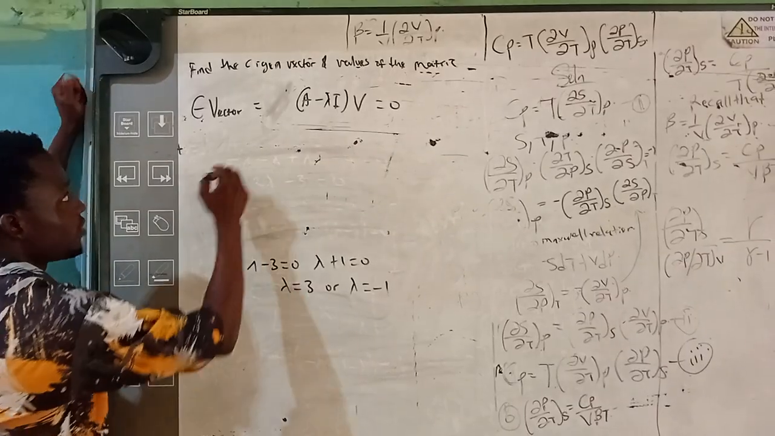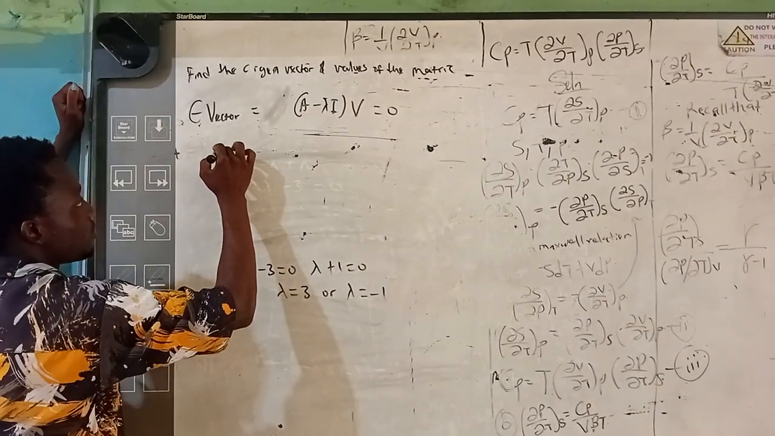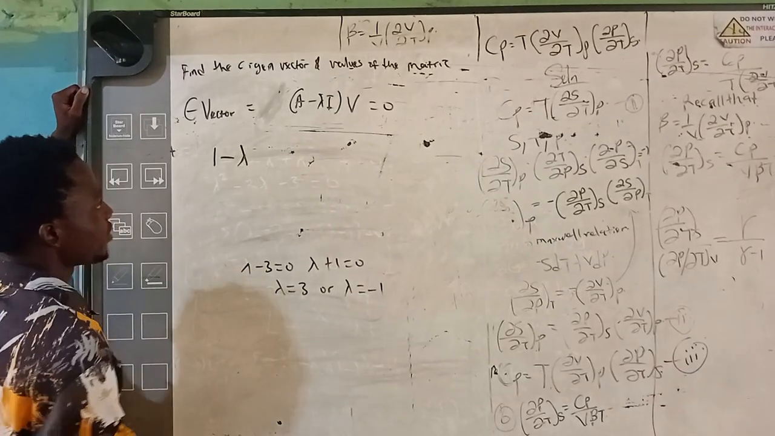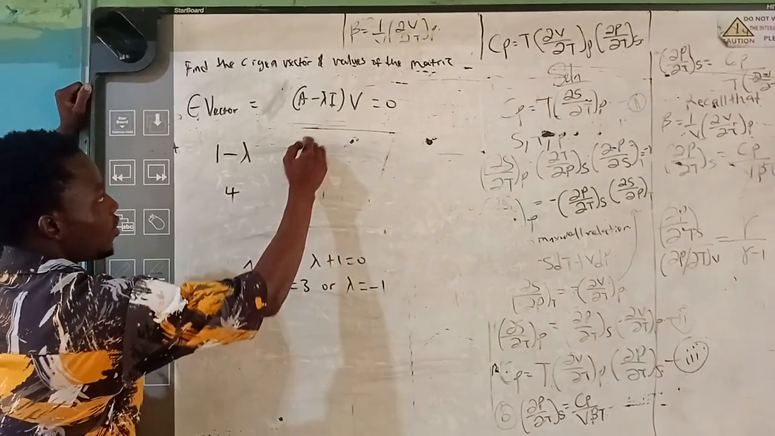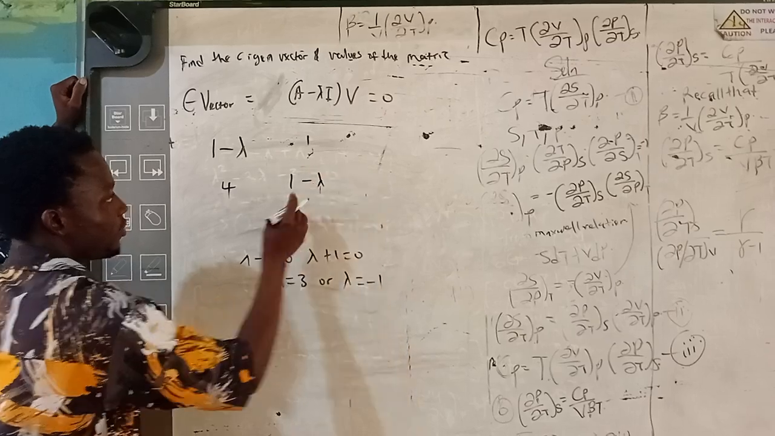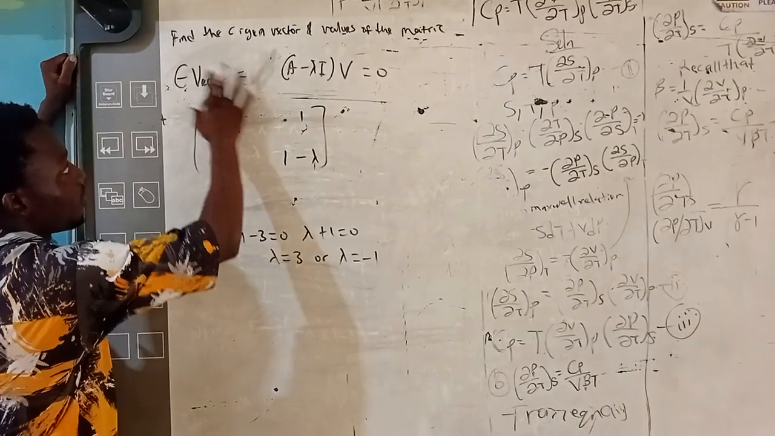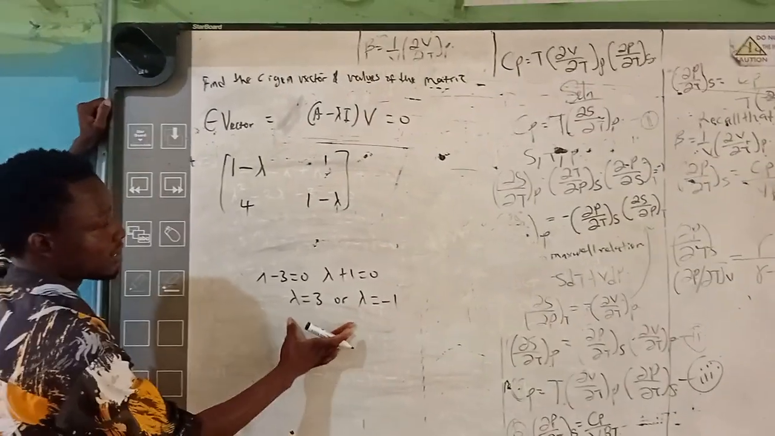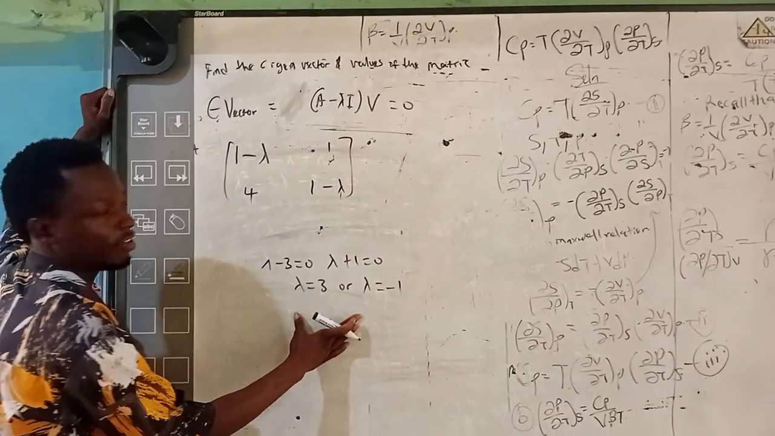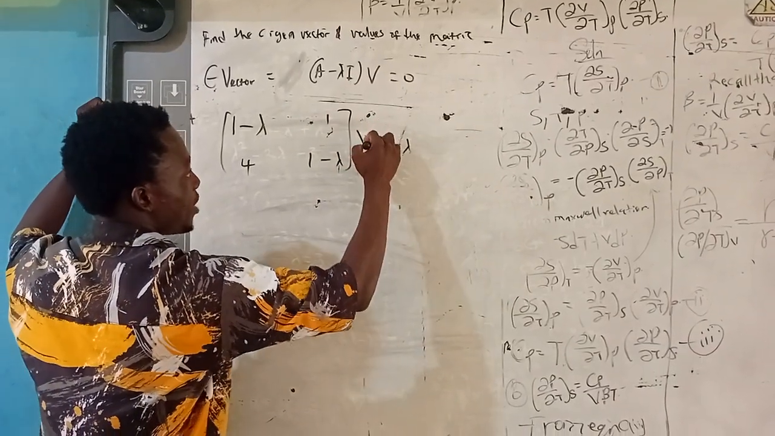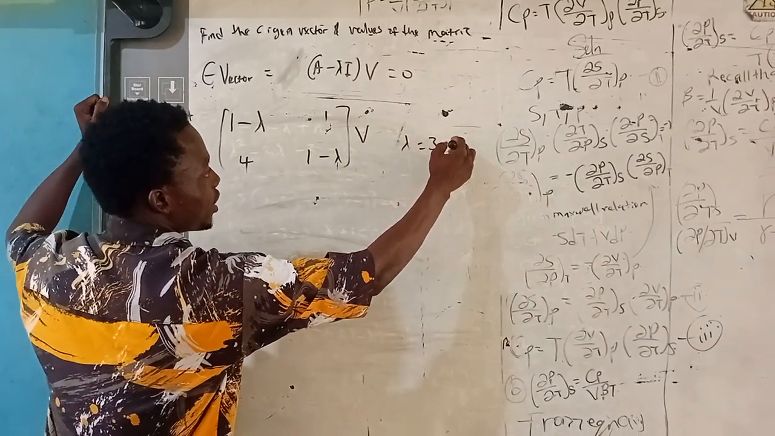And don't forget, initially we've gotten our A minus lambda I to be 1 minus lambda, 1, 4 and 1 minus lambda. You can go back in the video and see it. We got this earlier, so we are not finding the determinant at all for our eigenvectors. The determinant is needed when finding our values. So here now, we are going to test our lambda multiplied by V. Our lambda equals 3 or minus 1.